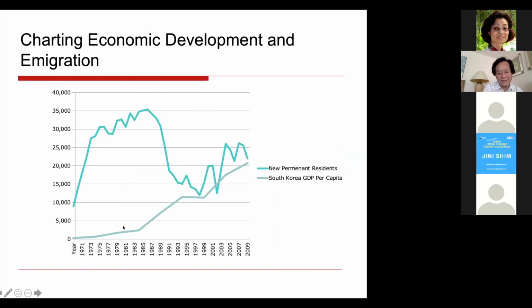The line at the bottom is the GDP per capita of South Korea. And the reason why it is so low here is because Korea was so poor in 1970, right? Korea was poorer than all of the Southeast Asian countries, even some countries in Africa. The big story of Korea, of course, is this incredible economic rise.